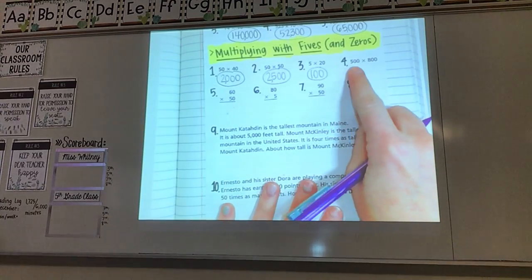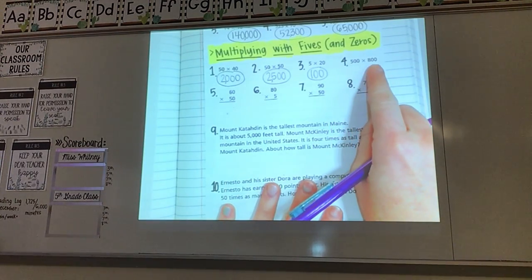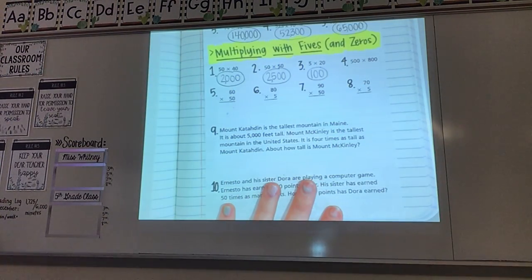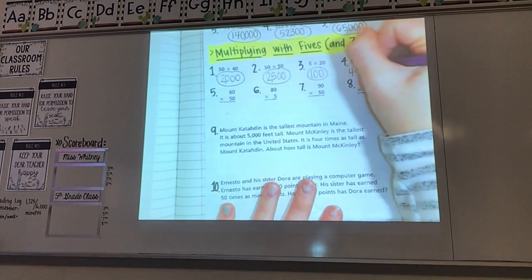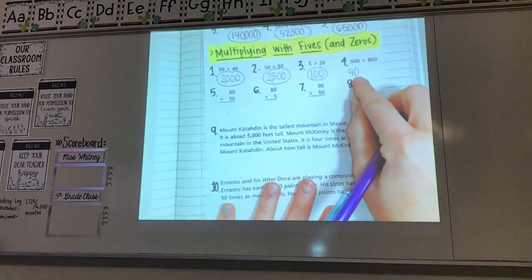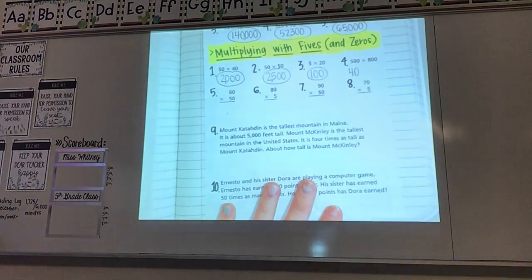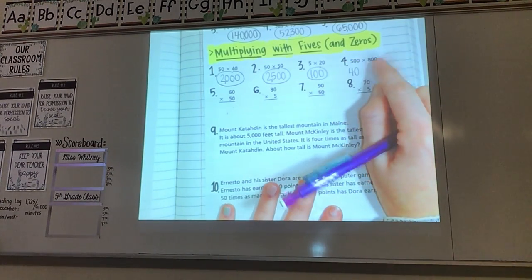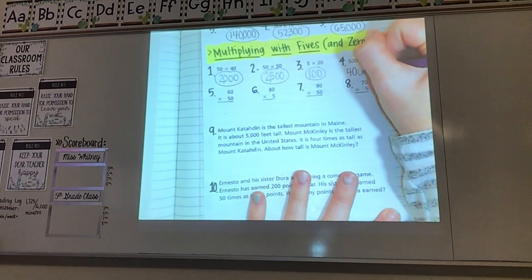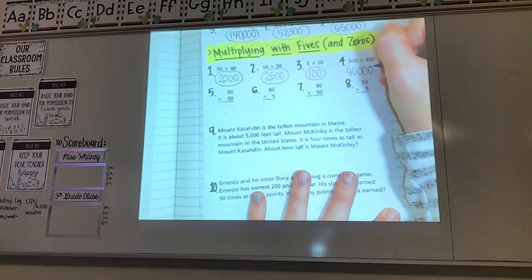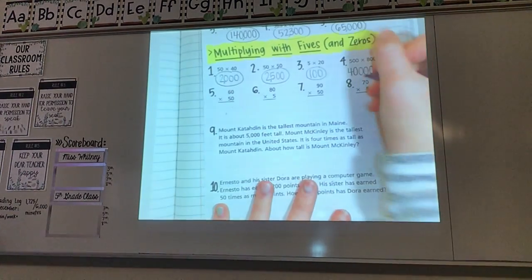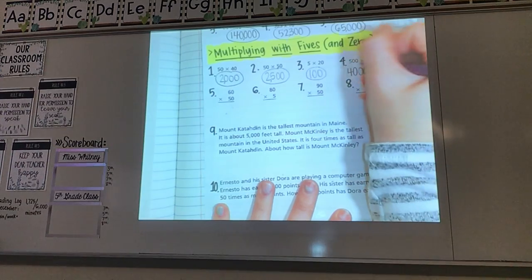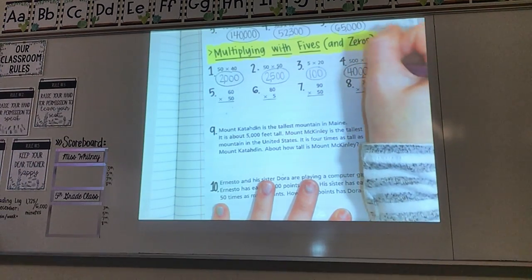Number 4, 500 times 800. Whoa, lots of zeros. Cover those up. That gives me 5 times 8, which is 40. Oh, this is going to be another tricky one. So there's already 1 0, but we don't worry about that. We add on however many extras we need. So I need to add 4 extras because there are 4 zeros up here. So count them as you write them. 1, 2, 3, 4. And then I would put my comma right here to make it 400,000.